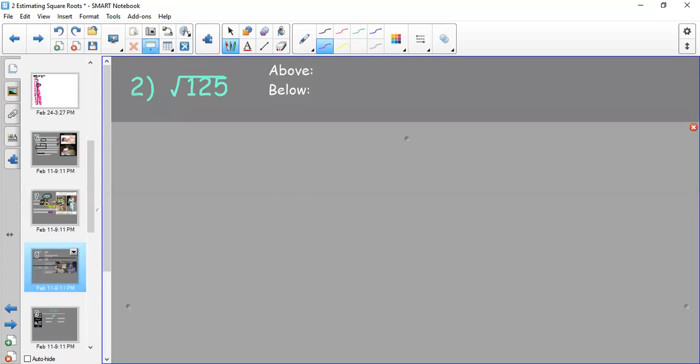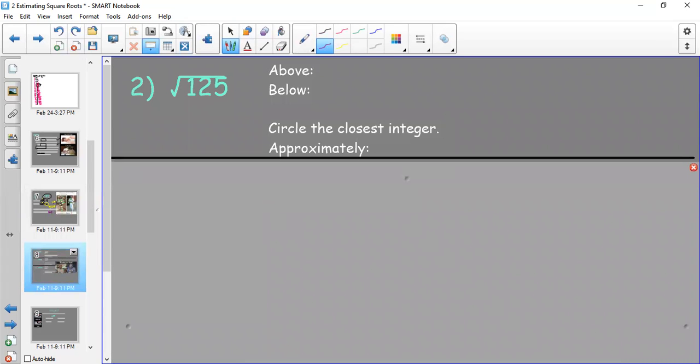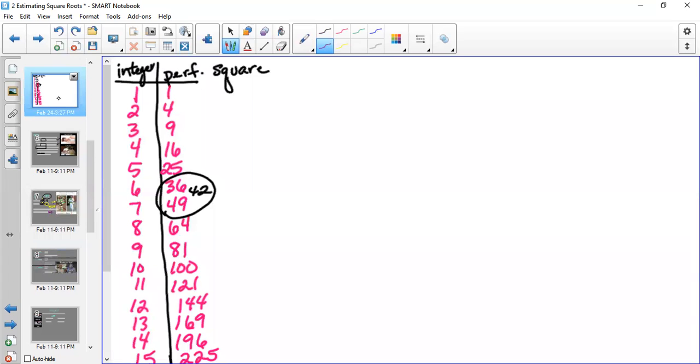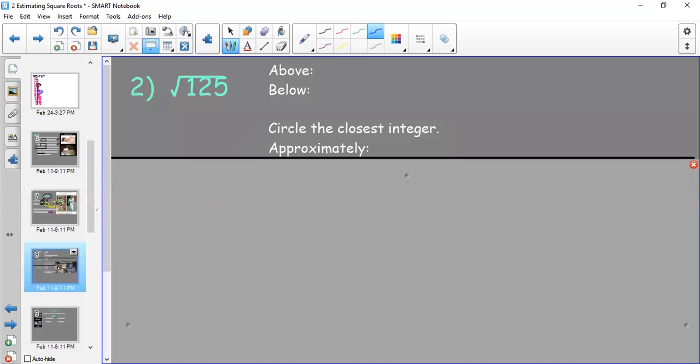I'll do one at a time here. So the square root of 125. Okay, so the first thing I'm going to do is go to my list and find where 125 is. So there's 121. So it is between 121 and 144. Just below was 121, just above was 144.